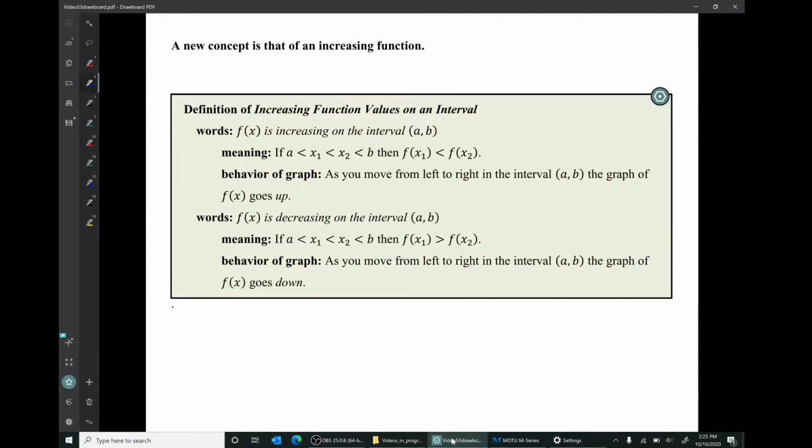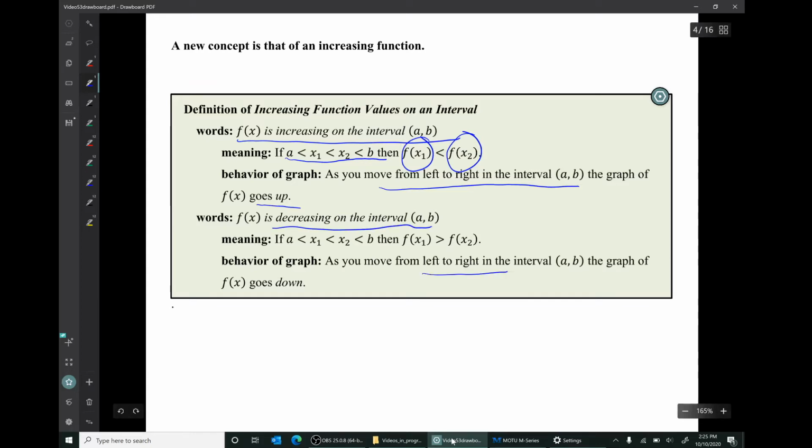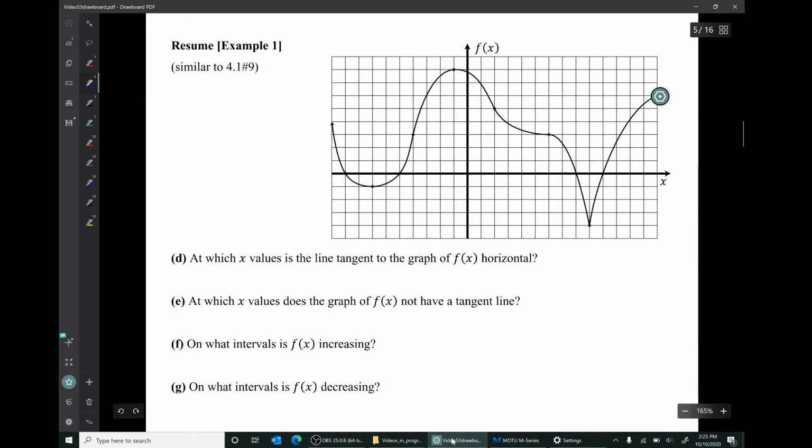Now I want to introduce a new concept, the idea of an increasing function. To say that f is increasing on an interval means this: if a is less than x1, which is less than x2, which is less than b, then f of x1 is less than f of x2. In other words, as you move from left to right in the interval (a, b), the graph of f of x goes up. And there's a similar definition for decreasing on an interval. As you move from left to right in the interval, the graph of the function goes down. So let's revisit that same graph and answer these questions.